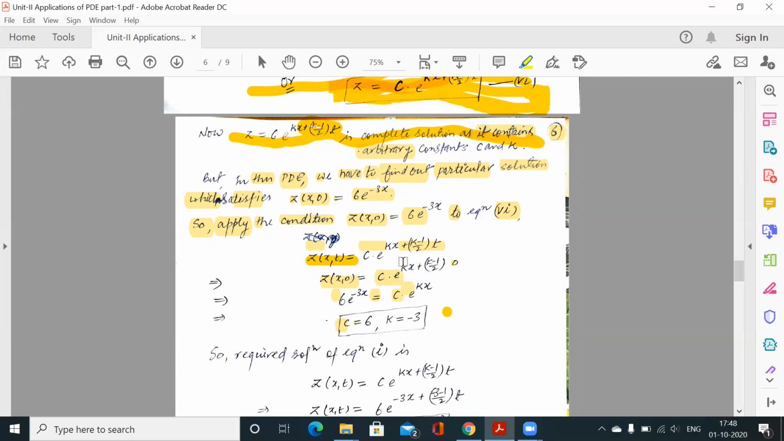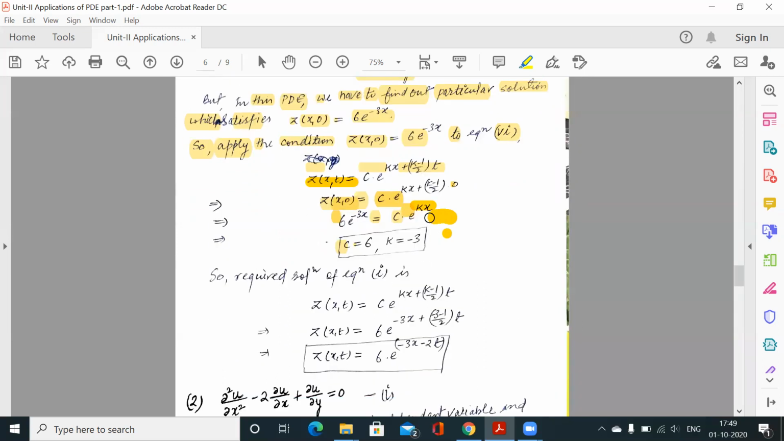So e to the power kx plus (k minus 1) by 2 into t, with t into 0, means this term would be 0, so only kx is left, so e to the power kx. And this z(x, 0) value is 6 e to the power minus 3x. So when we compare these two terms, what we get: c is equal to 6, and the coefficient of x, here we have minus 3, so k is minus 3.